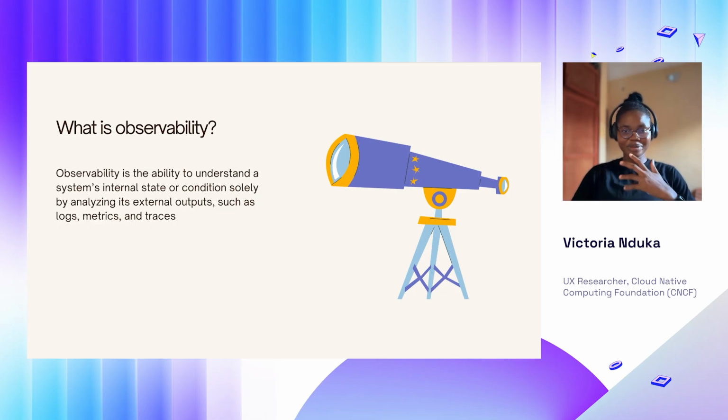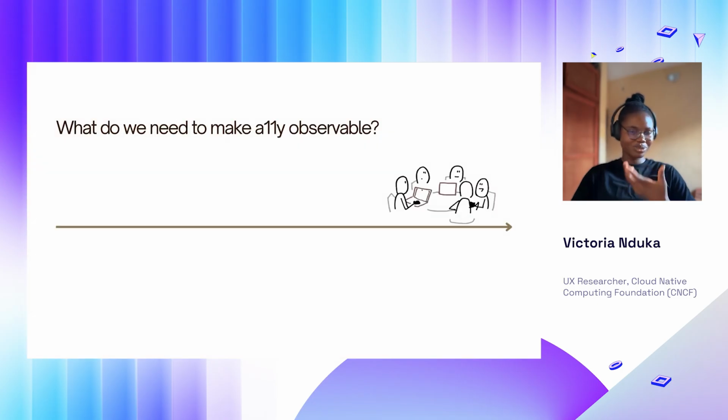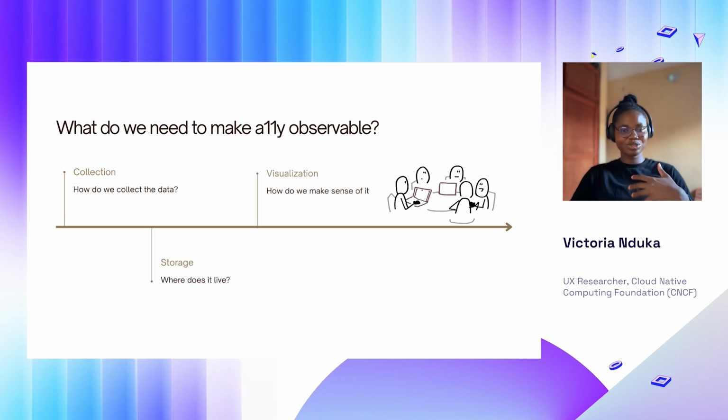So how do we make accessibility observable? Or what do we need to make accessibility observable? The same three things that you need for any observability practice. You need a way to collect the data, a way to store this data, or where this data will live, and a way to make sense of it, to visualize it. And thank God, observability technology has evolved so much that we already have tools or a means to achieve these things.